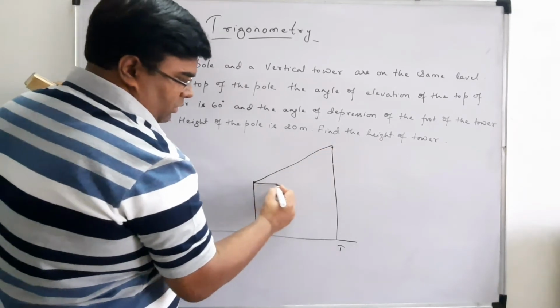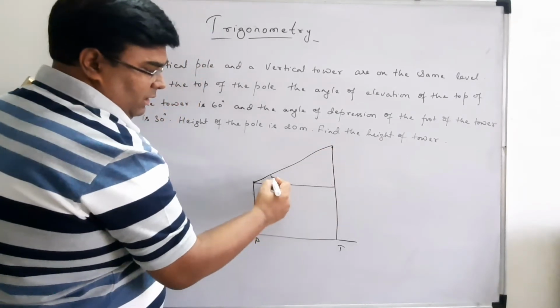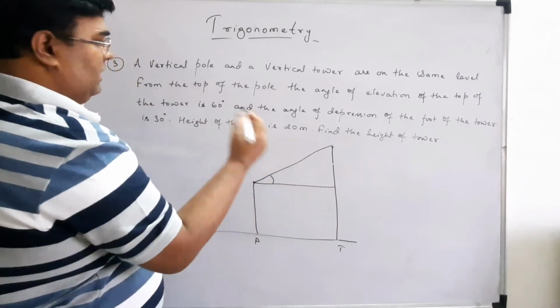So you draw this horizontal line first. This angle is given as 60 degree.